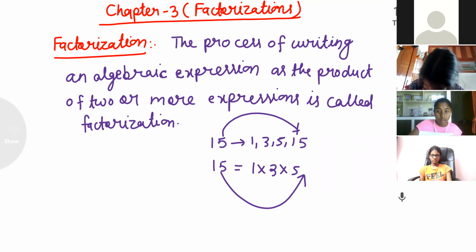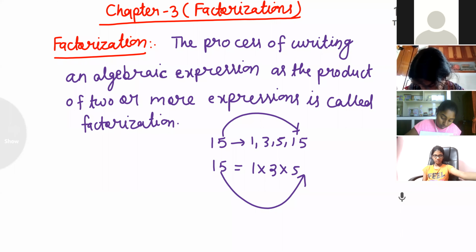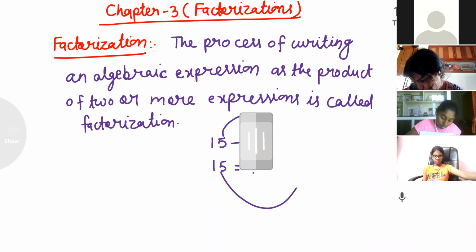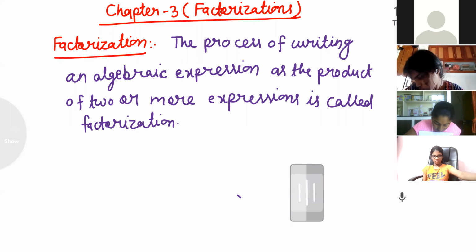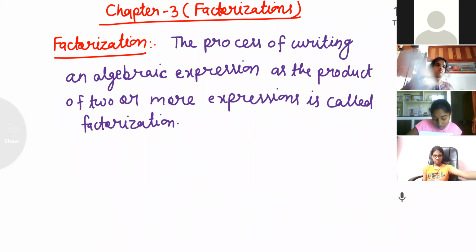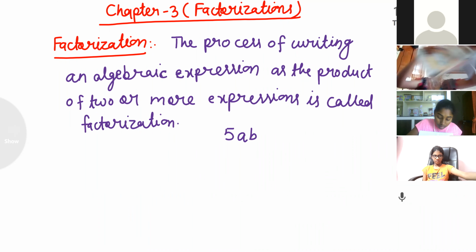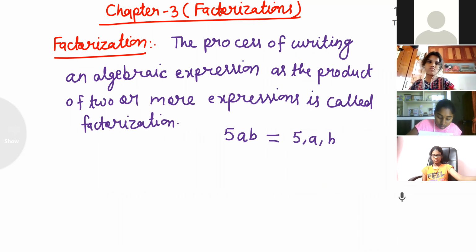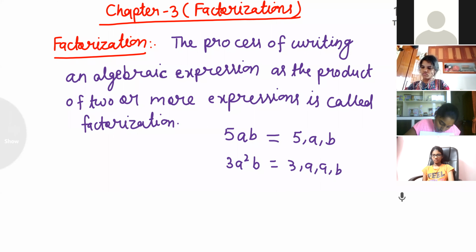But here we are going to learn how to find factors of a given algebraic expression. Suppose I am writing one term. What is a term? A term is a product of a number and variables. Suppose I am writing here 5ab. If I want to find out factors of 5ab, it means 5 comma a comma b. This is called factor, it means I want to split. If I have written here 3a square b, it means 3 comma a comma a comma b. Factors of 3a square b, we'll learn in detail in tomorrow's class. Don't worry.